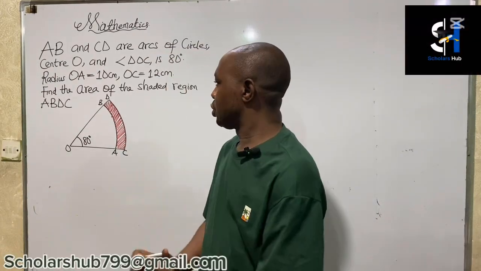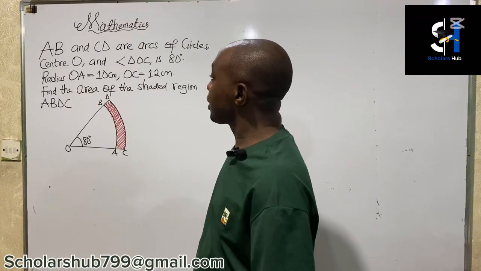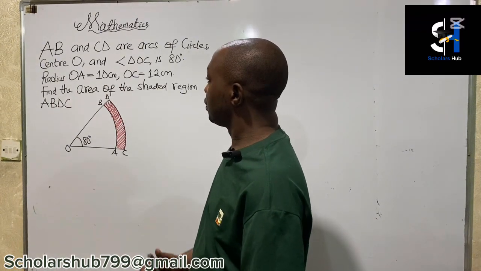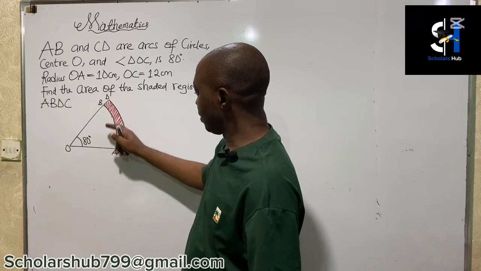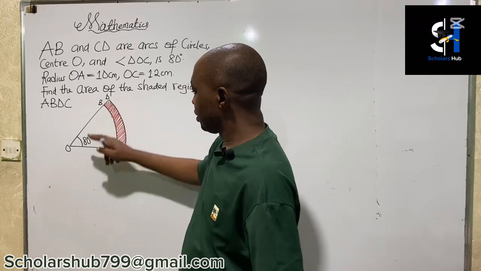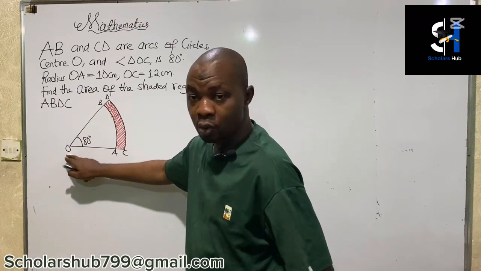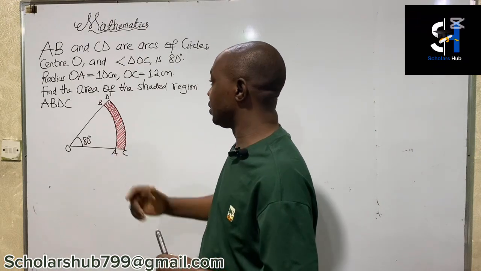A very simple question. We have AB and CD are arcs of circle center O. Now we have two arcs here, arc AB and arc CD. The center is O. The central angle is 80 degrees.